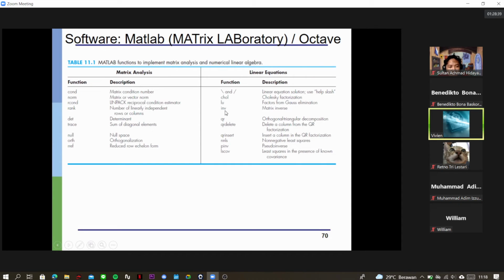Or inv, which is a function to find the inverse of the matrix, or QR, which is another method, which is also an iterative method, which we don't learn about at the moment. So there are several functions available for the solution of a set of linear equations and also for matrix analysis. So you can try that on MATLAB.